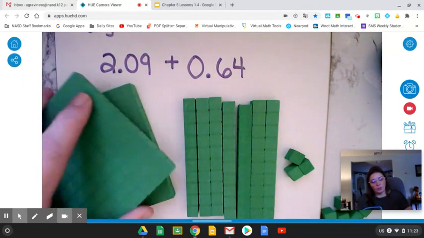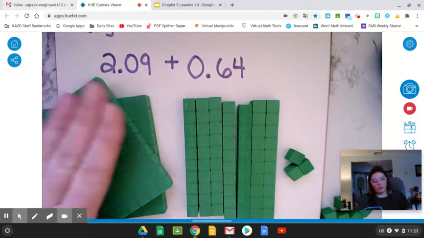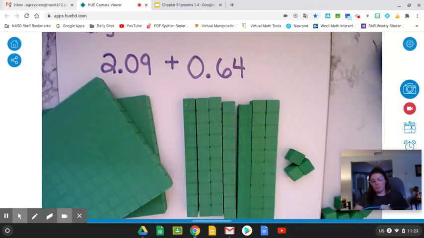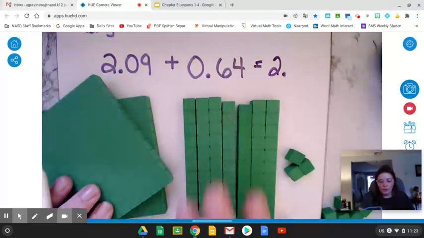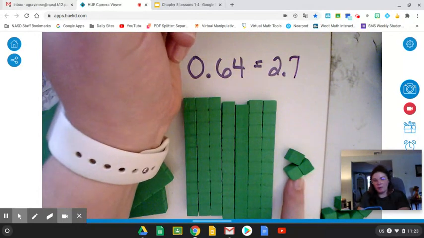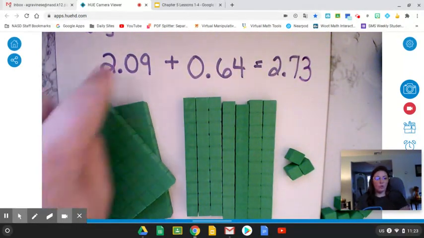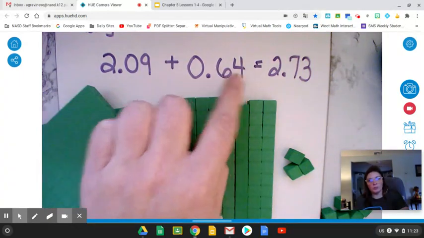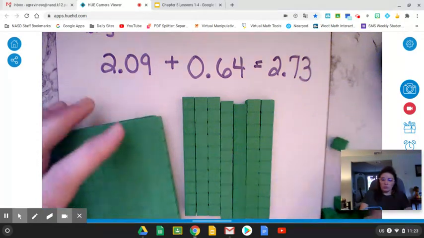And then I have my original 2 wholes. So let's find the sum. I have 2 wholes. I have 7 tenths. And I have 3 hundredths. So when I add 2 and 9 hundredths plus 64 hundredths, I get 2 and 73 hundredths.